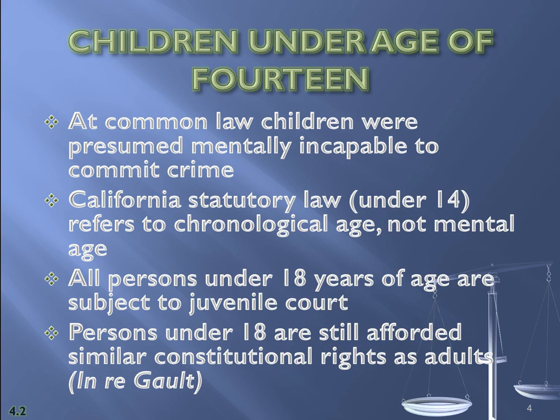So the common law rule regarding the criminal responsibility of children and the fact that they are conclusively presumed to be mentally incapable of committing any crime is completely non-existent in California, in the state. The age referred to in the California statute, under 14 years, refers to chronological and not mental age. Again, all persons in the state who are under 18 years of age are subject to the provisions of the juvenile court, specifically penal law.